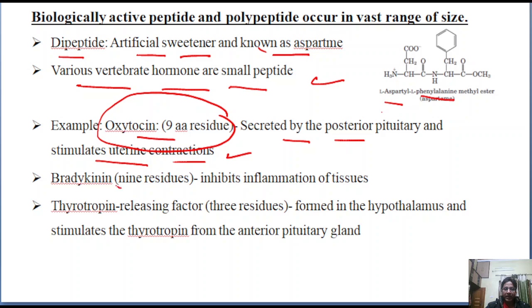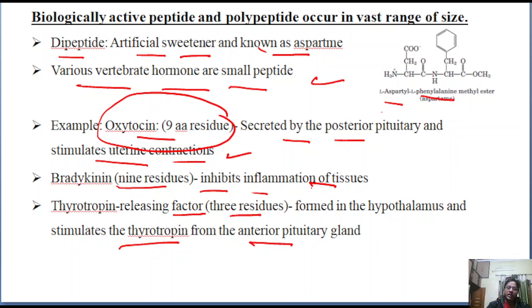Another is bradykinin, which is just 9 amino acids, and it inhibits the inflammation of the tissues. Another peptide is the thyrotropin releasing factor, which has just 3 residues, and it is formed in the hypothalamus and stimulates the production of another hormone, thyrotropin, from the anterior pituitary gland.